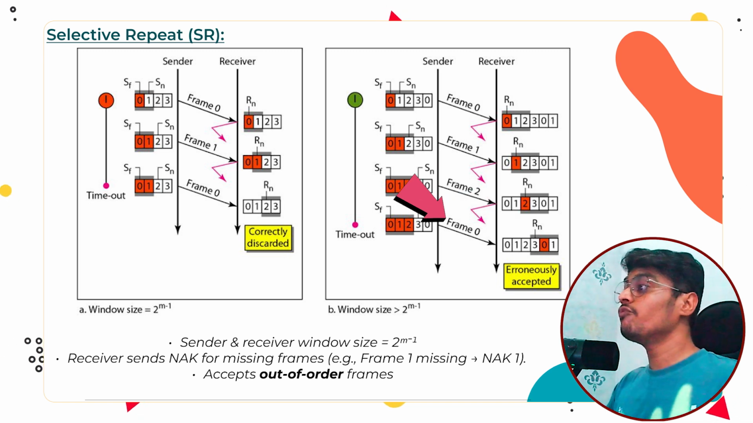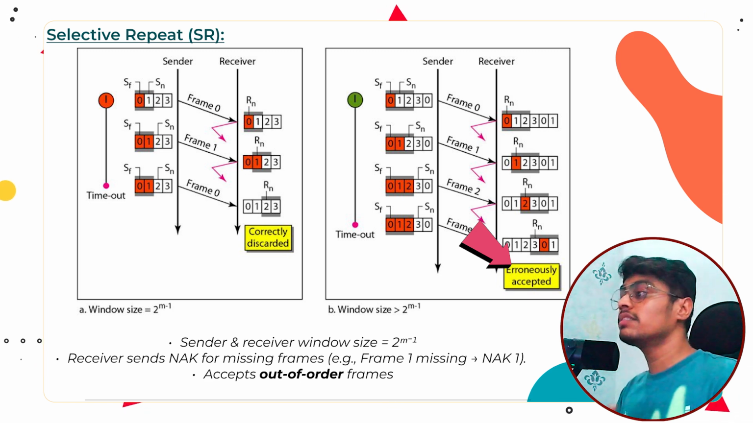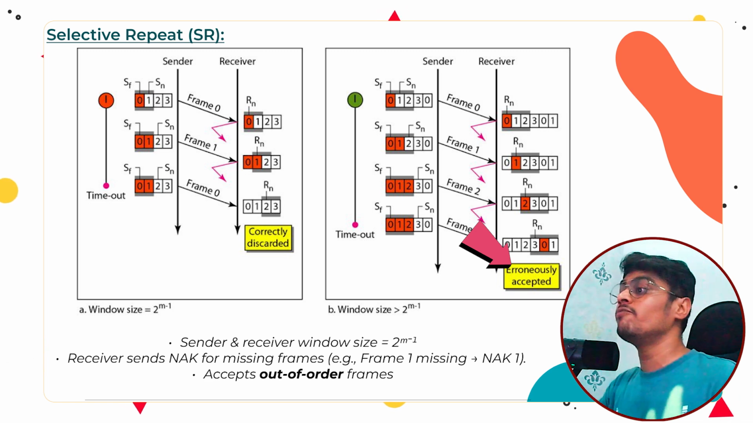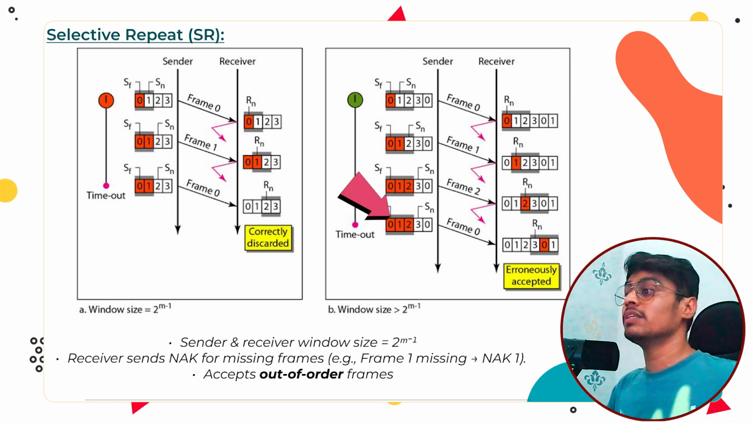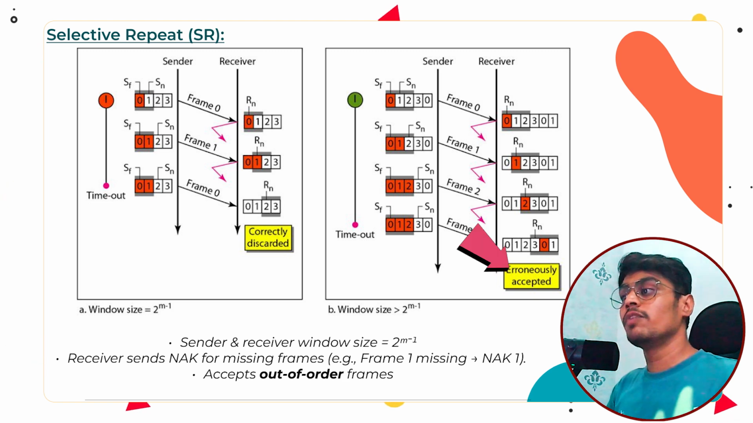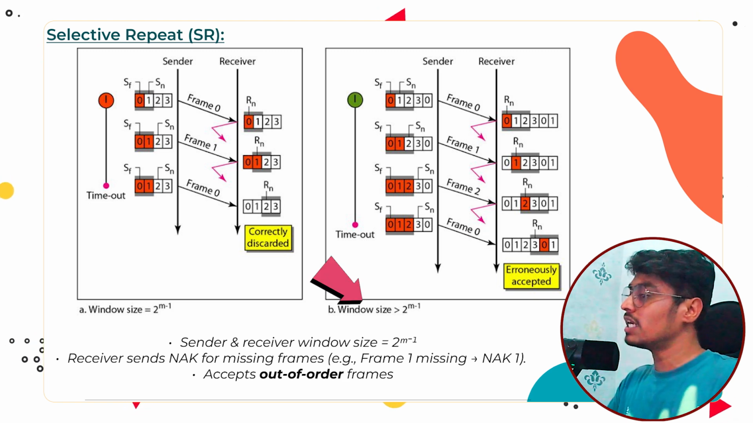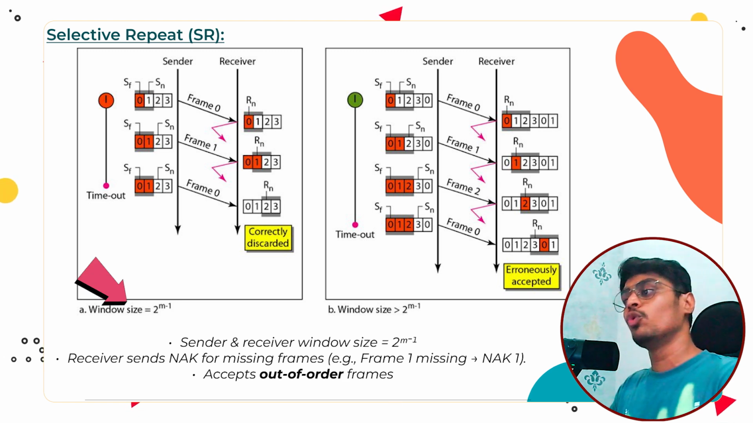When frame 0 arrives, will it be accepted? Yes, because the receiver wants frame 0. It's in the receiver's current window, and frame 1 will also be accepted, but this is wrong. These are the same frames 0 and 1 that were accepted previously. So duplicate frames will be accepted again. That's why the window size should not be greater than 2^(m-1). It should be exactly equal to 2^(m-1).